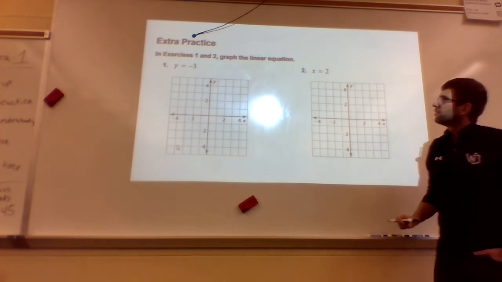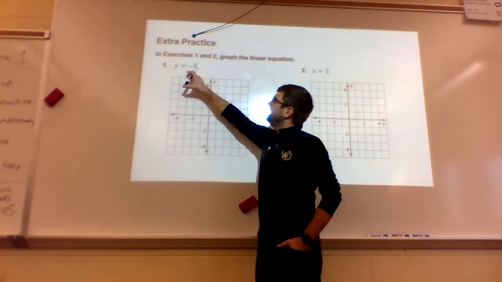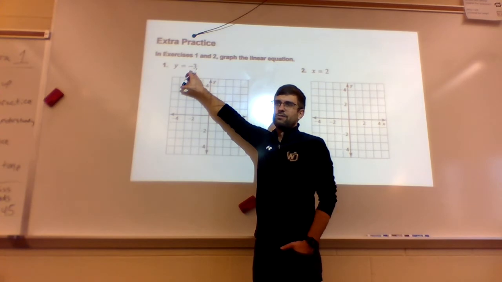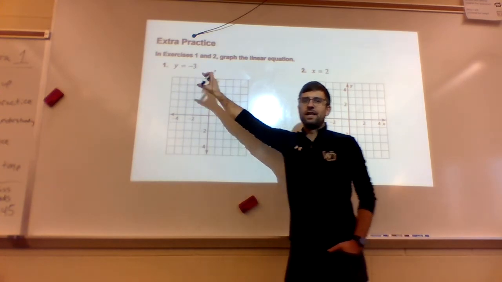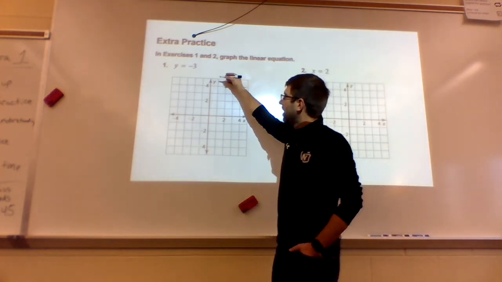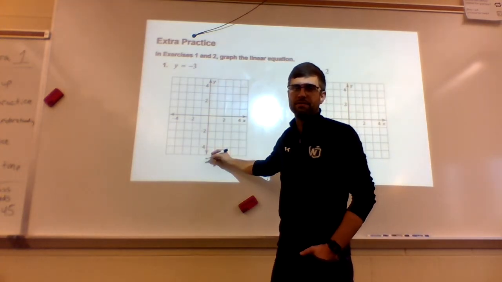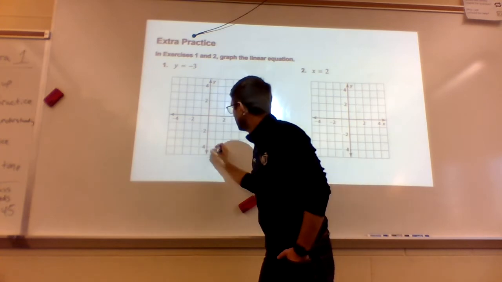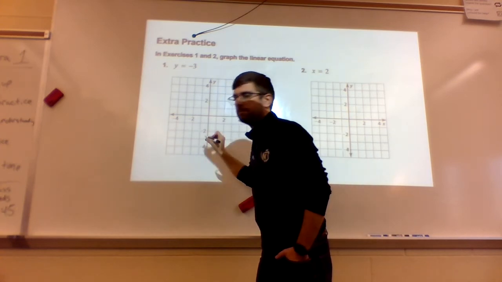Okay, so the first one we look at gives us y equals -3. So right away we are given a y-intercept. So the first thing I do is go on my graph to the y-intercept of -3, and I plot my point right there.